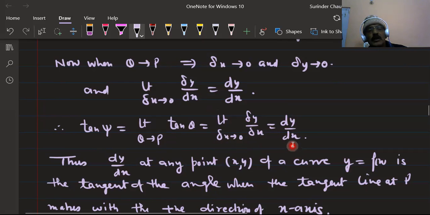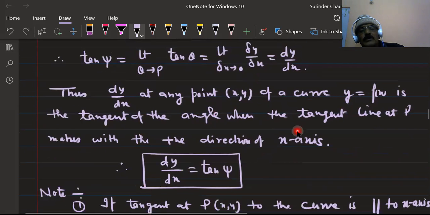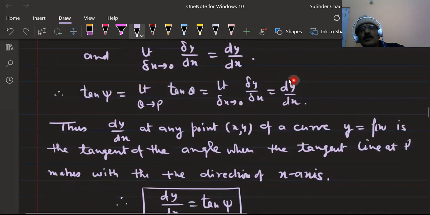From this, we conclude that dy/dx, the differential of the function y equal to f(x) at any point (x, y) of the curve, is the tangent of the angle that the tangent line at P makes with the positive x-axis. So dy/dx is equal to tan psi.